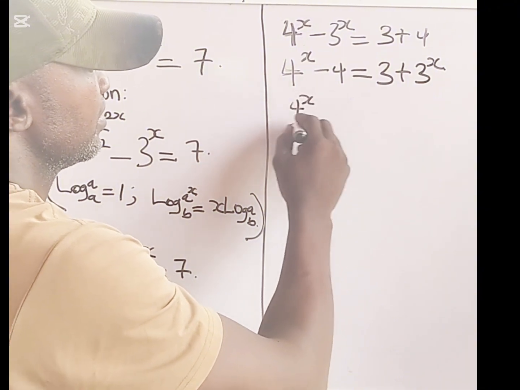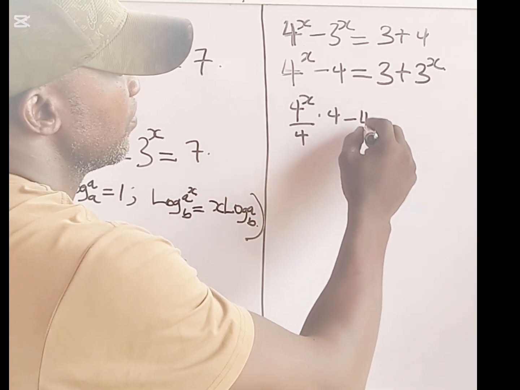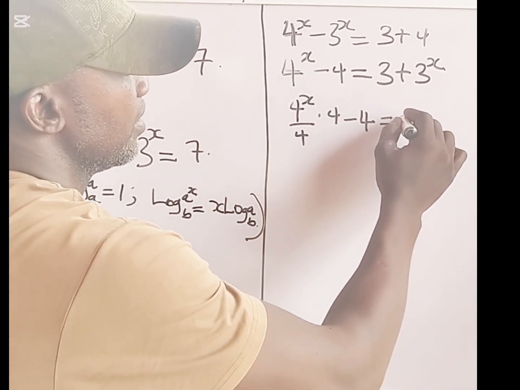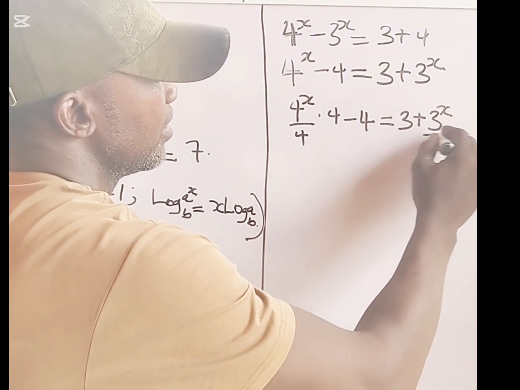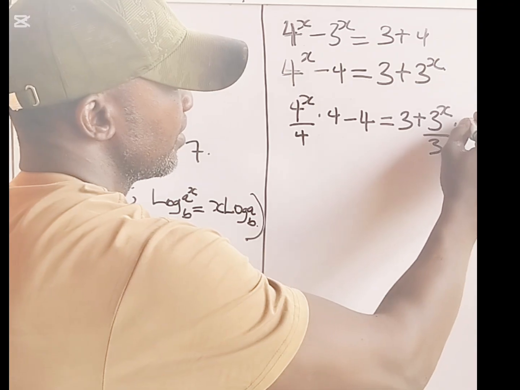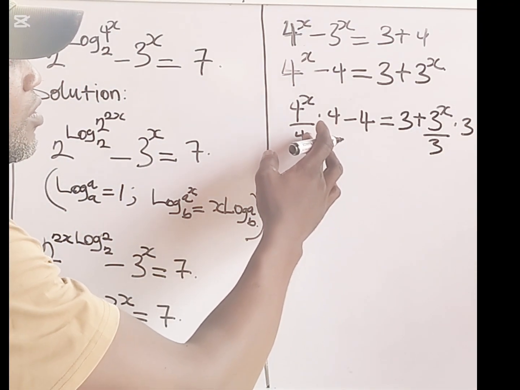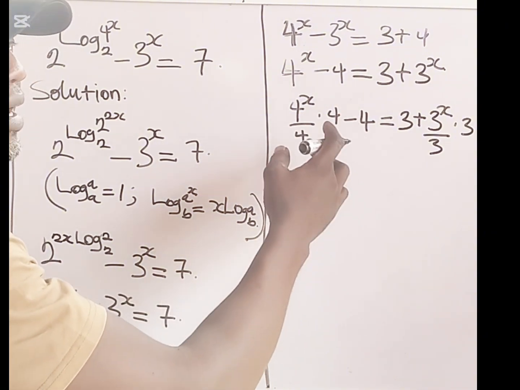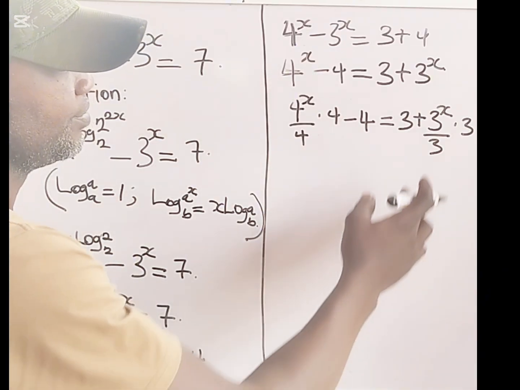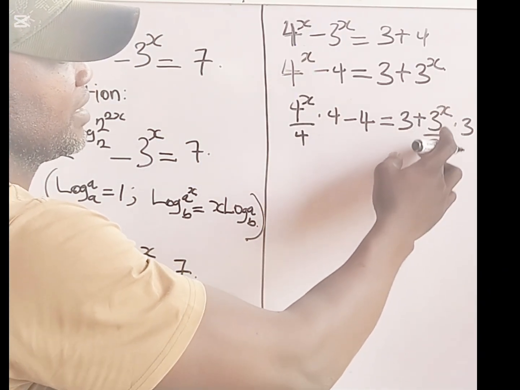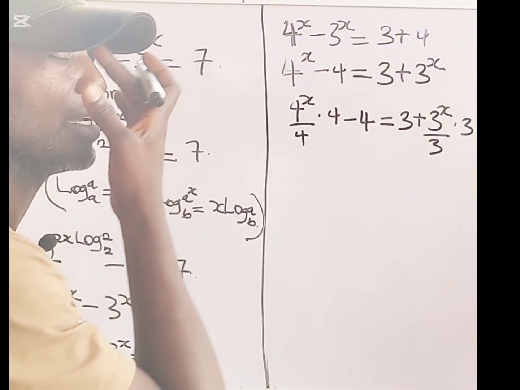4 raised to the power of x divided by 4 times 4 minus 4 is equal to 3 plus 3 raised to the power of x divided by 3 times 3. We can do this because 4 divided by 4 is 1, and any number multiplied by 1 is the same number. The same argument applies to this. 3 divided by 3 is 1, and when we multiply 1 by 3 to the x, the answer is still 3 to the x.